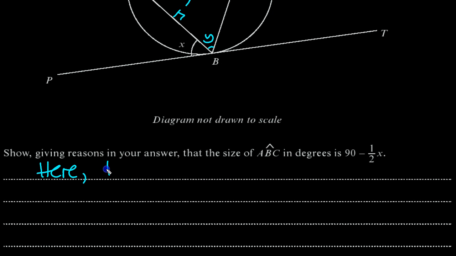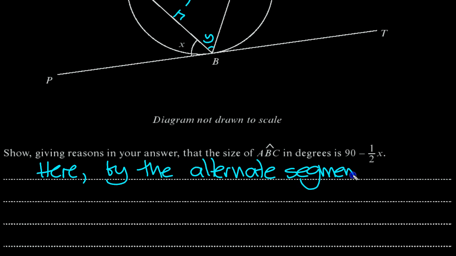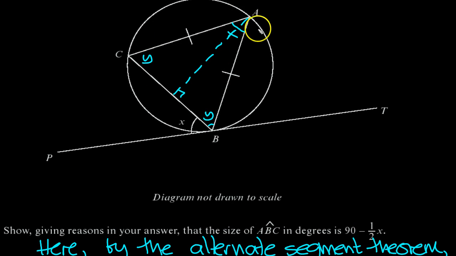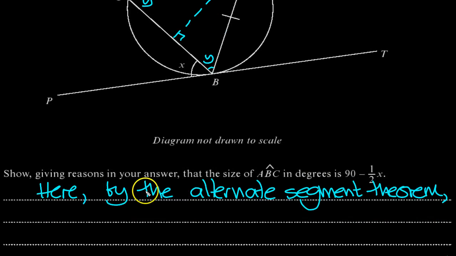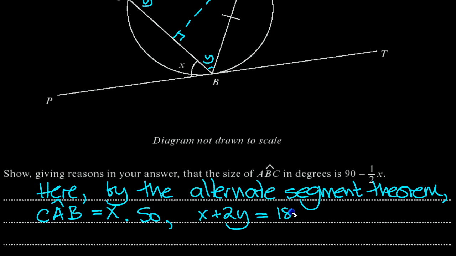So here, by the alternate segment theorem, angle CAB, so CAB angle is equal to x. So, as such, x plus 2y is equal to 180.